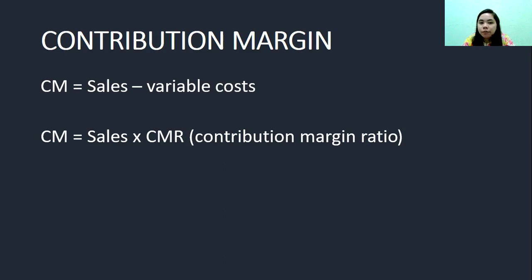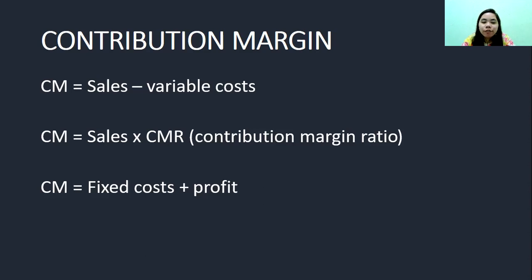Later on, for example, we will see where we are going to get this CMR and how to get it. When it comes to these formulas, we don't have to memorize them. We only need to understand why the formula works that way. Next is CM is equal to fixed cost plus profit.